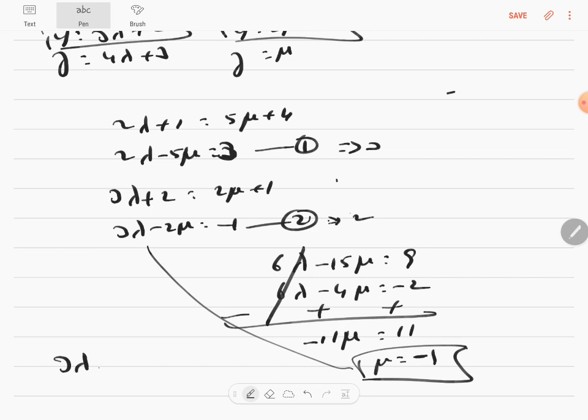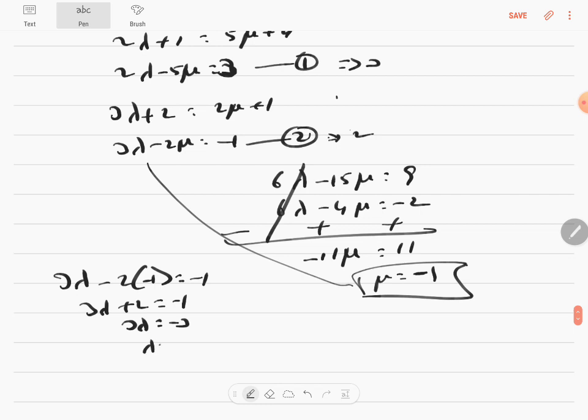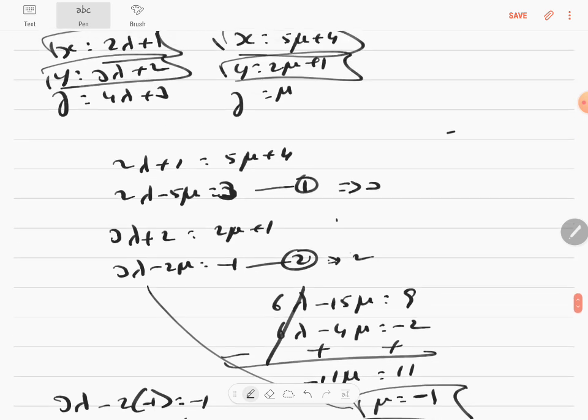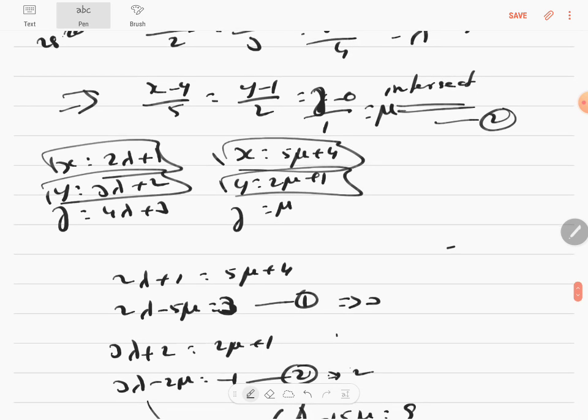3 lambda minus 2 into minus 1 is equal to minus 1. 3 lambda plus 2 is equal to minus 1. 3 lambda is equal to minus 3. So lambda is equal to minus 1. So hence you got lambda and mu to be minus 1. And so when you substitute it here, lambda is also minus 1, mu is also minus 1.